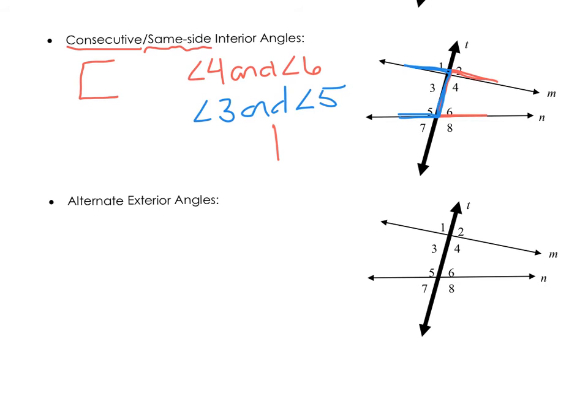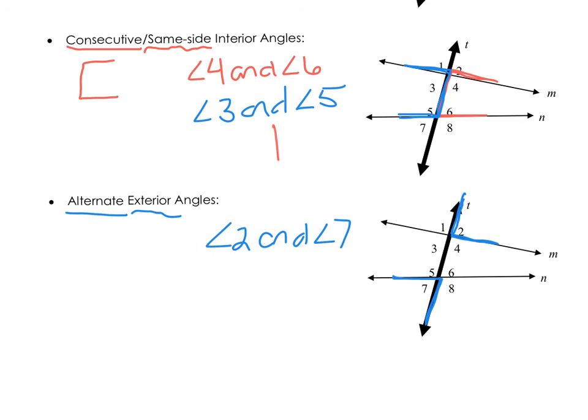Our last angle sets are alternate exterior angles. Well, alternate again means one's going to be on the left, one's going to be on the right. But exterior means they're going to be on the outside of the two lines. So let's pick out two angles, one from the upper foursome, one from the lower foursome, that are on either side of the transversal and on the outside of the lines. So maybe you're looking at 2, right? 2 is on the right side of the transversal, and 7, which is on the left side of the transversal. Angle 2 and angle 7 are alternate exterior angles.